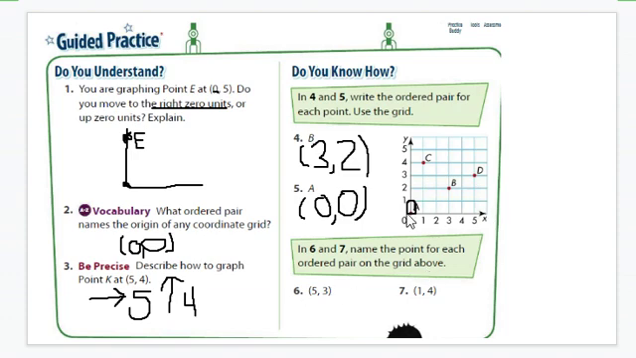Okay, in 6 and 7, name the point for each ordered pair on the grid above. So the first one is 5, 3. So I'm going to go over 5 and up to 3, and that is point D. For number 7, we're going over 1, up 4, and that is point C.